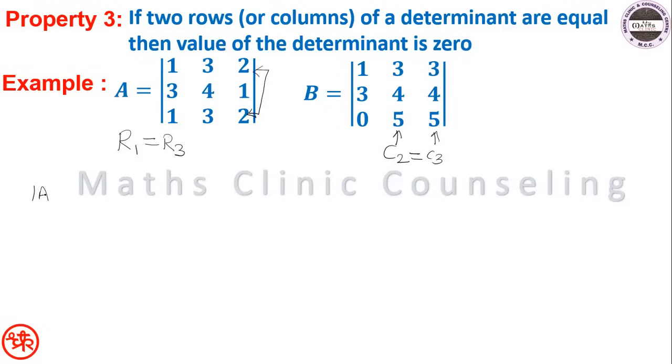Value of A: determinant of A equals 1 multiplied by, how much will it come? 8 minus 5. Right, minus 3 multiplied by what? 6 minus 1, plus 2 multiplied by 9 minus 4. Is that clear? So it is equal to 1 into 3 minus 15, minus 3, 6 minus 1 is 5, minus 3 into 5 minus 15, 9 minus 4 is 5, 5 into 2, 10, so plus 10. So what is the answer?